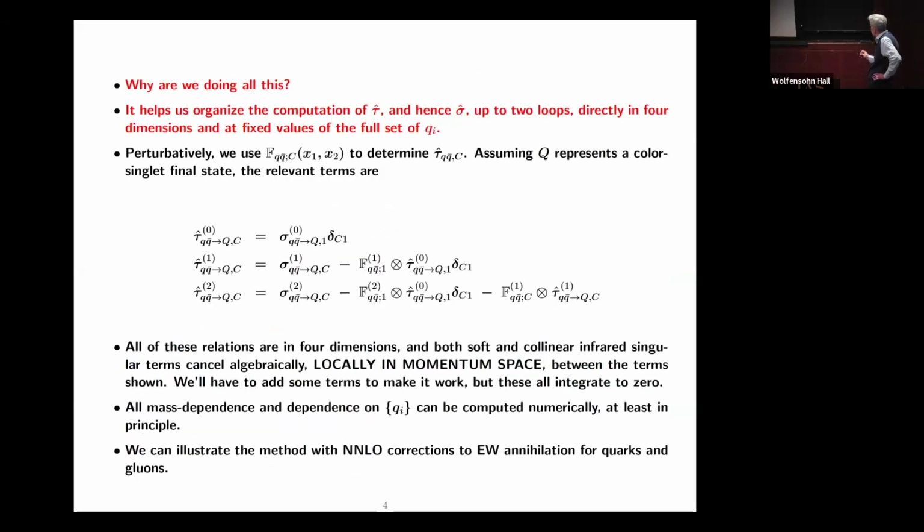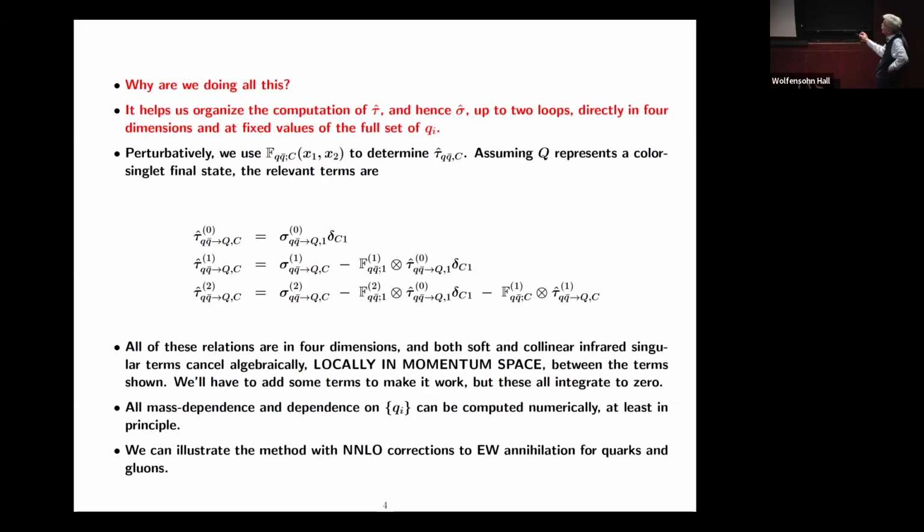Now, why are we doing this? Because it helps us organize the computation of this tau hat, the short distance function, and hence sigma hat. Tau hat is related to sigma hat essentially by the short distance functions of Higgs production. So up to 2 loops, at least, we can organize directly in 4 dimensions and at fixed values of the full set of the observed particles.